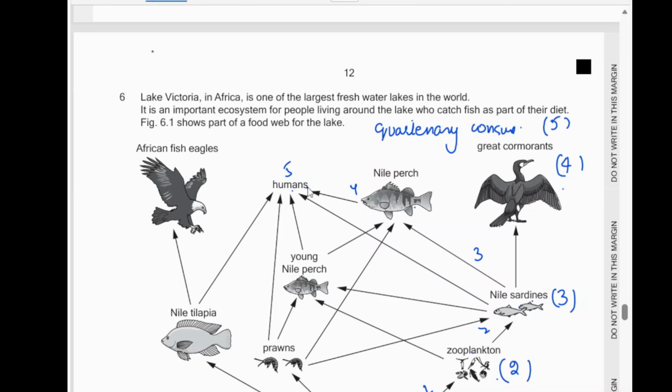And fifth, Nile perch, and five. So humans are quaternary consumers. Okay, there are five levels. Got it? Now you have to remember this thing as well.